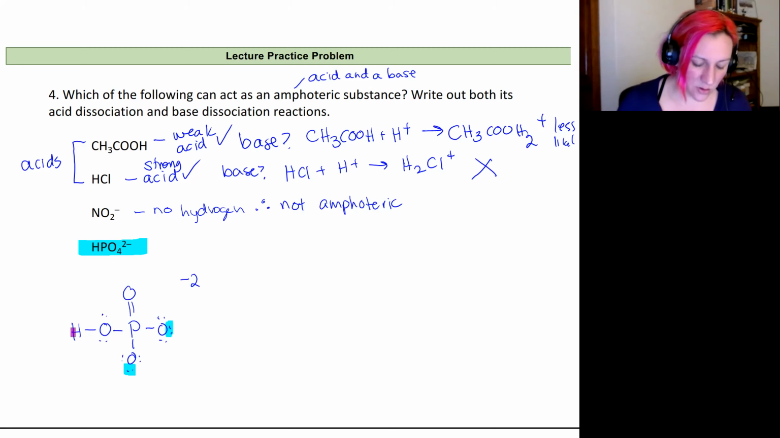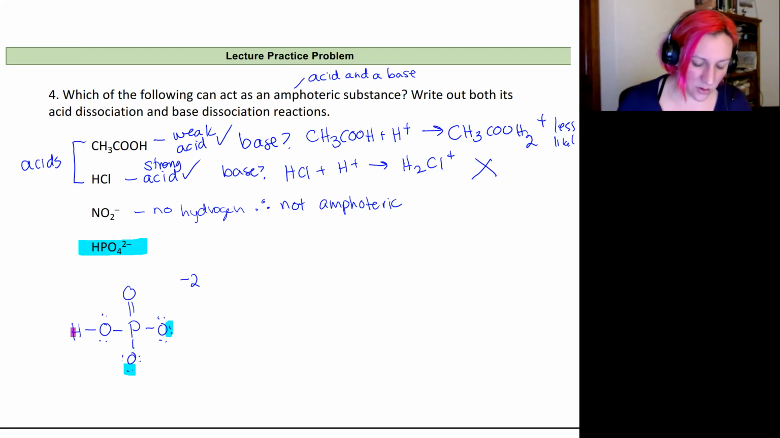So let's write out the chemical equations for the dissociation as both an acid and a base. We'll have HPO4 2 minus plus water for both of these. We're going to call it an acid in one and a base in the other. In our acid, when we think of HPO4 2 minus, we're going to donate this hydrogen to our water. When we do that, we form PO4 3 minus plus H3O plus.